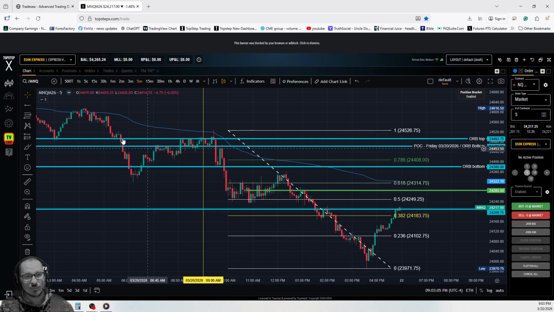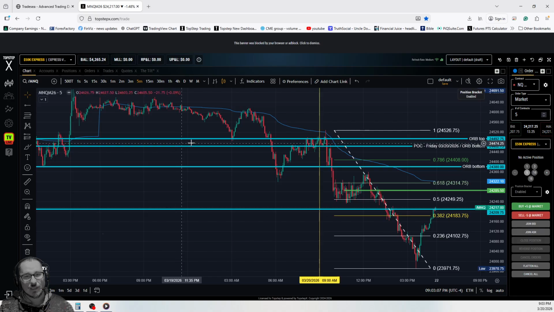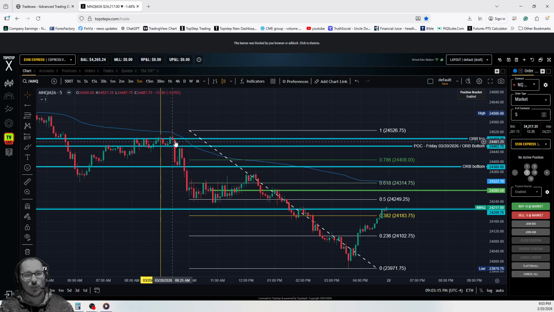A little more to the right, exactly where that yellow line is. Is that an entry? That's the entry I see there. So that to me is it right there. If I'm trading it live, I would definitely enter right there.